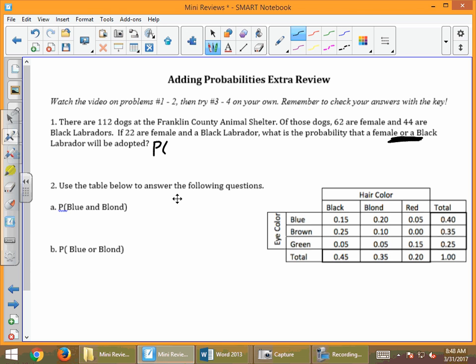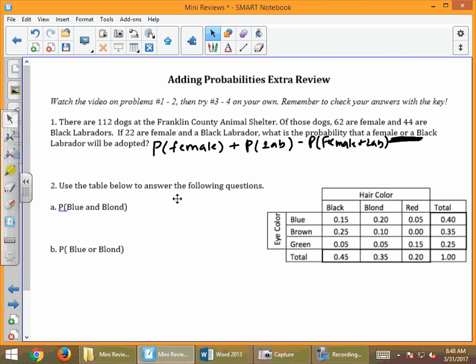Probability of the first thing. Well, the first thing they talked about was female dog. Plus the probability of the second thing. The second thing they talked about was being a black lab. I'm just going to write lab for short. Minus the probability of both, being female and a black lab. Female and lab. That formula every single time. Probability of the first plus the probability of the second minus the probability of both. Follow that formula whenever you see the word or. And then you just fill everything in.